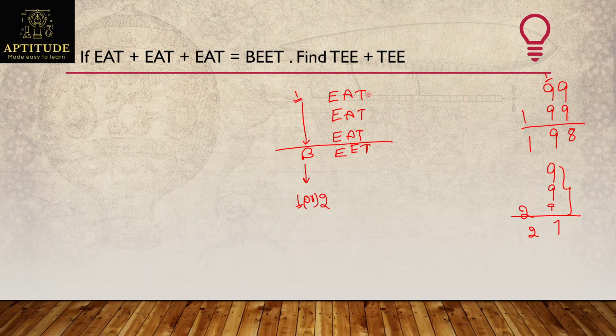Let's leave this one. Come to this. T plus T plus T is giving once again a T. So if I add a digit 3 times, I should get the same digit once again. Then what are the possibilities of T from 0 to 9? The only possibility is that T value should be 0. If T value is 0, that's the only possibility. If I add it 3 times, I'll get the same value once again. So T value is 0.